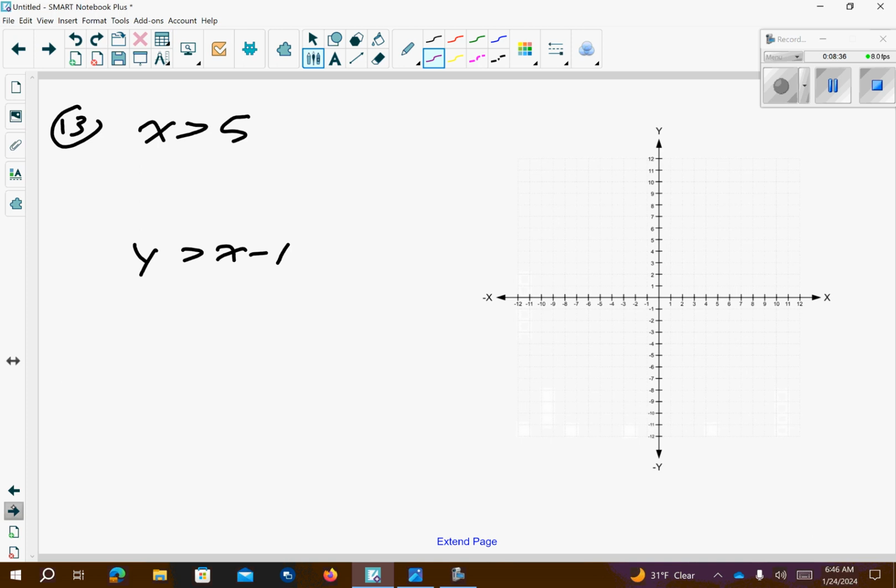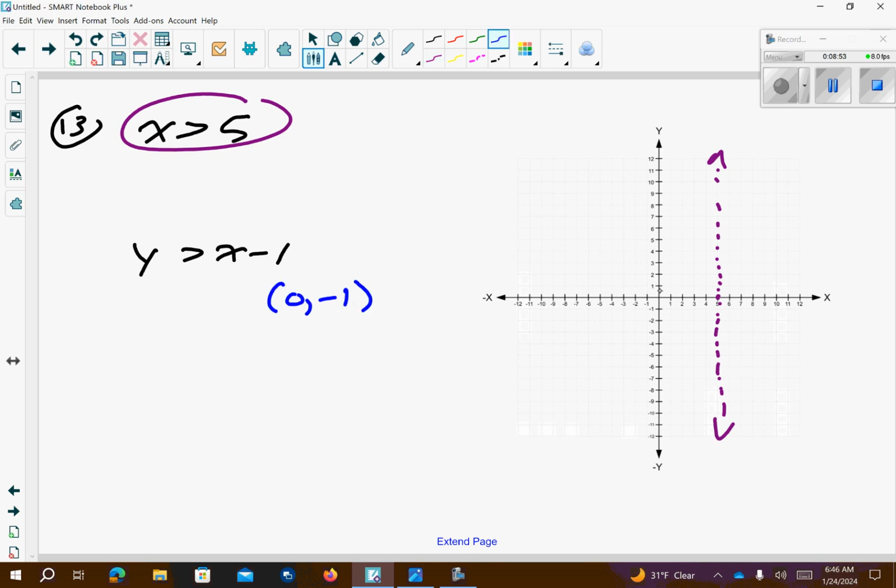And then number 13, this is just going to be a vertical line at 5, and it's going to be dotted. Okay, and then the second one, I get a y-intercept of 0, negative 1, which is down here. I have a slope of, there's a 1 out front, so it's 1 over 1, so I'm going to go up 1, right 1. It's going to be a dotted line because it doesn't have the equal sign.